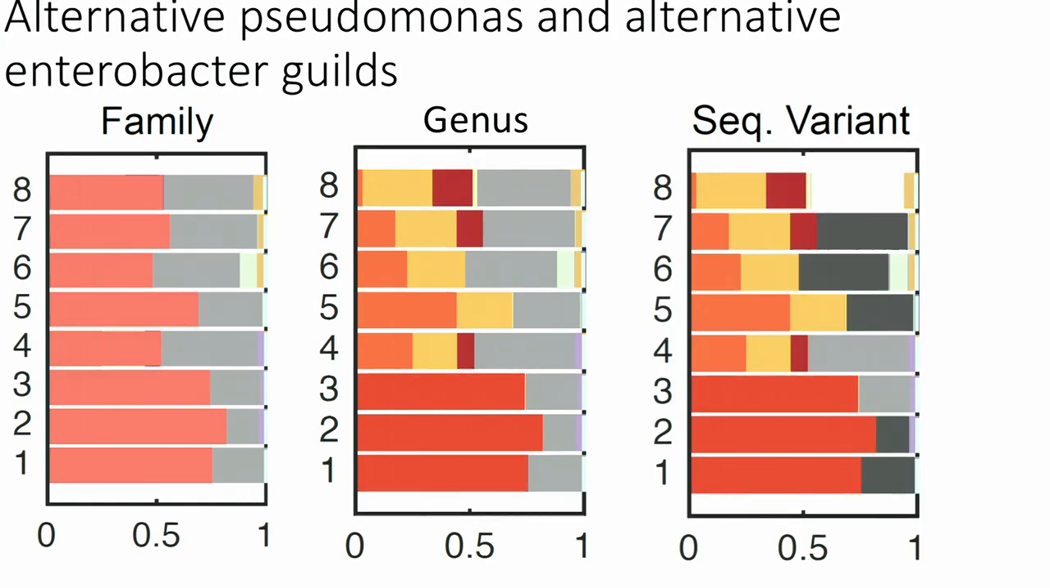if you zoom in even more, right, and you look now at the sequence variant, you see that all of the gray bars correspond to Pseudomonas, as the genus Pseudomonas. But if you look at the sequence variants, you see that actually it's different strains of Pseudomonas that are present on each one of these communities. Yes?